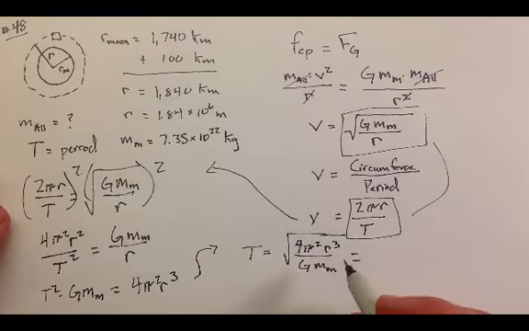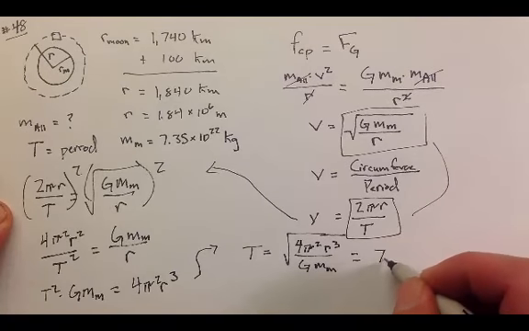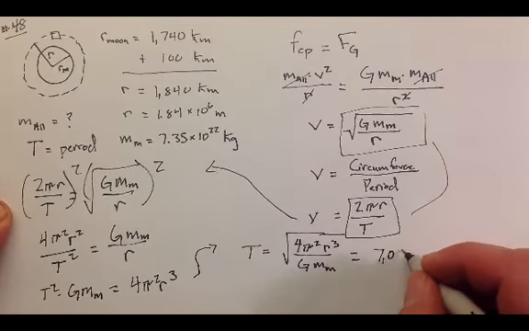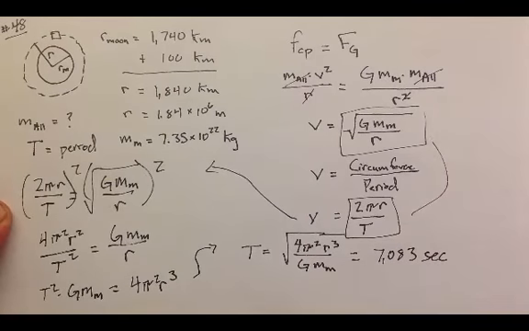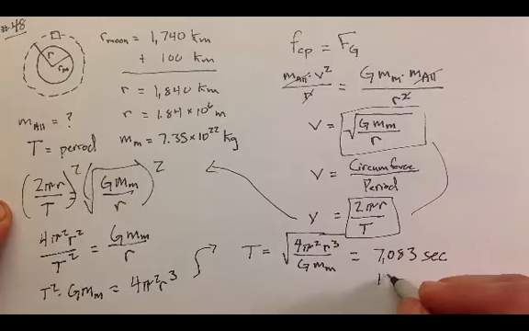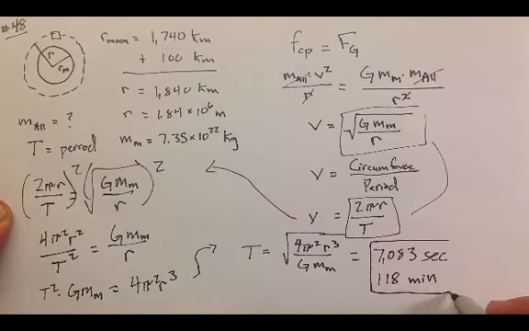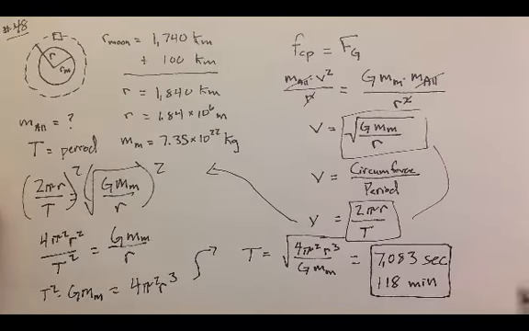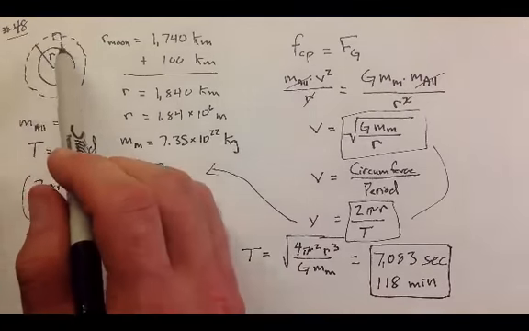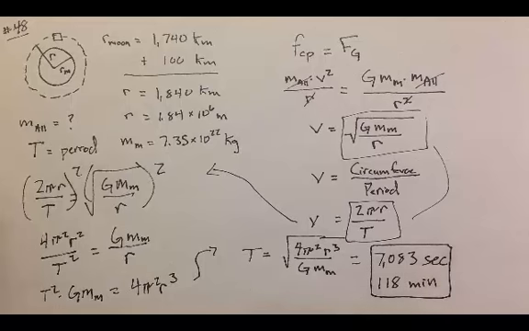And believe it or not, if you plug all of those numbers in, you get 7,083 seconds, which is about 118 minutes, okay? So just under 2 hours is the time that it would take for Apollo 11 to take one lap around the moon.